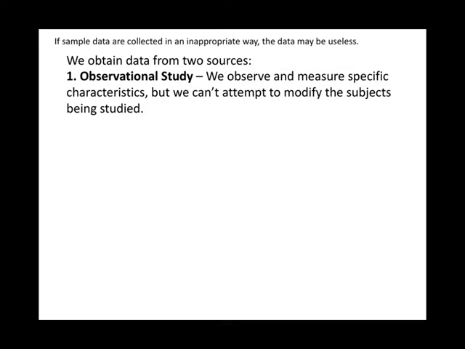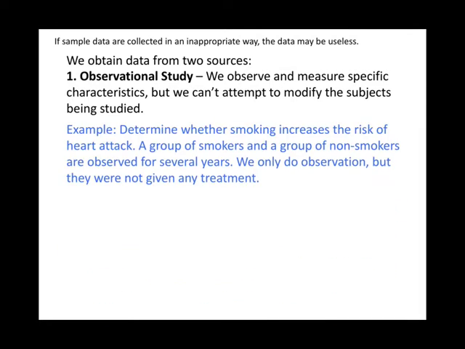The first one we call observational study. We observe and measure specific characteristics, but we can't attempt to modify the subject being studied. So in an observational study, we can only observe the subject. For example, determine whether smoking increases the risk of heart attack. A group of smokers and a group of non-smokers are observed for several years. We only do observation, but they were not given any treatment.